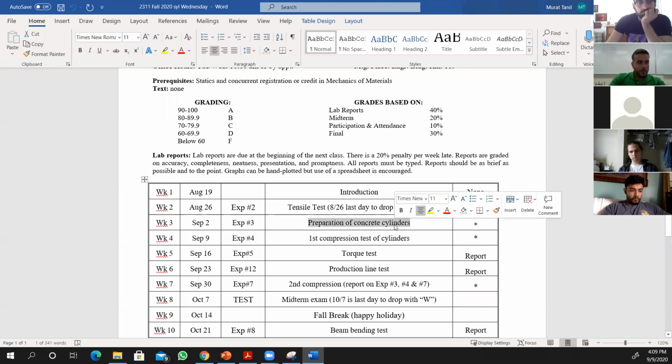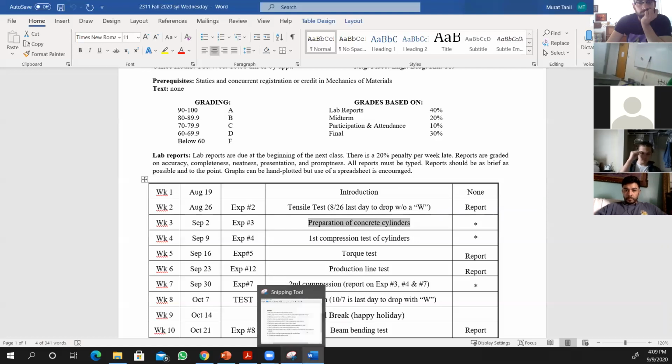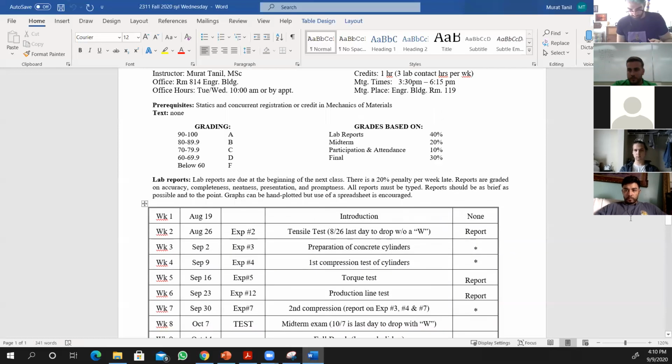So today we're going to prepare concrete cylinders from pre-mixed Quikrete concrete bag. You can see the bag right there, if you can see it. I have 2 bags, one for today, one for next week, Tuesday. Anyway, is there any complaint about this schedule? Good. Okay.